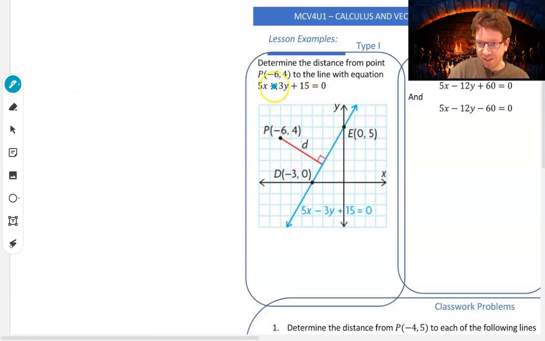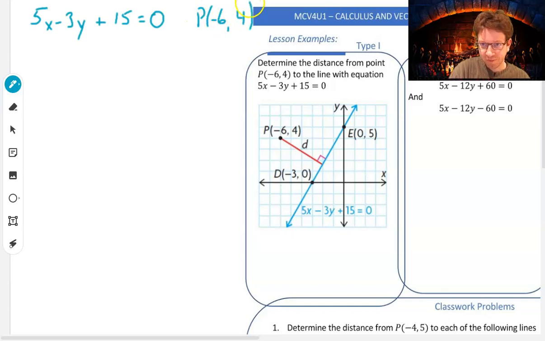All right, so here we have a line. Notice it's in Cartesian form. I can do that in 2 dimensions. So 5x minus 3y plus 15 equals 0. And here I have a point P, makes sense, (-6, 4).